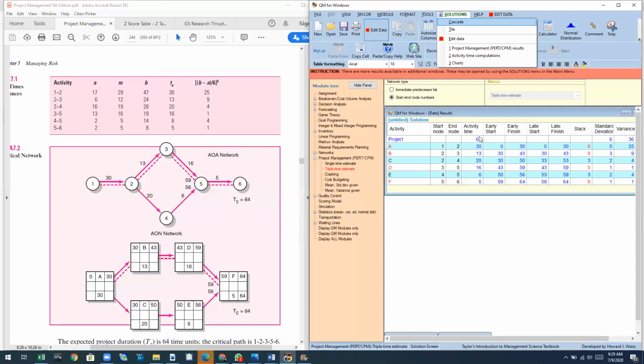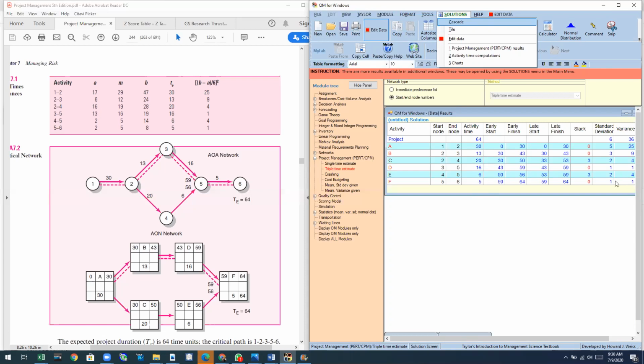The most likely time, which is the activity time, is 30 for A, 13 for B, 20 for C, and as you can see, the computer has calculated correctly. T is 30, 13, 20, 16, 6, and 5. So these are the weighted average of the 3 times. Okay, and this is the variance. The computer has calculated that for us too. 25, 9, 4, 1, 4, 1.